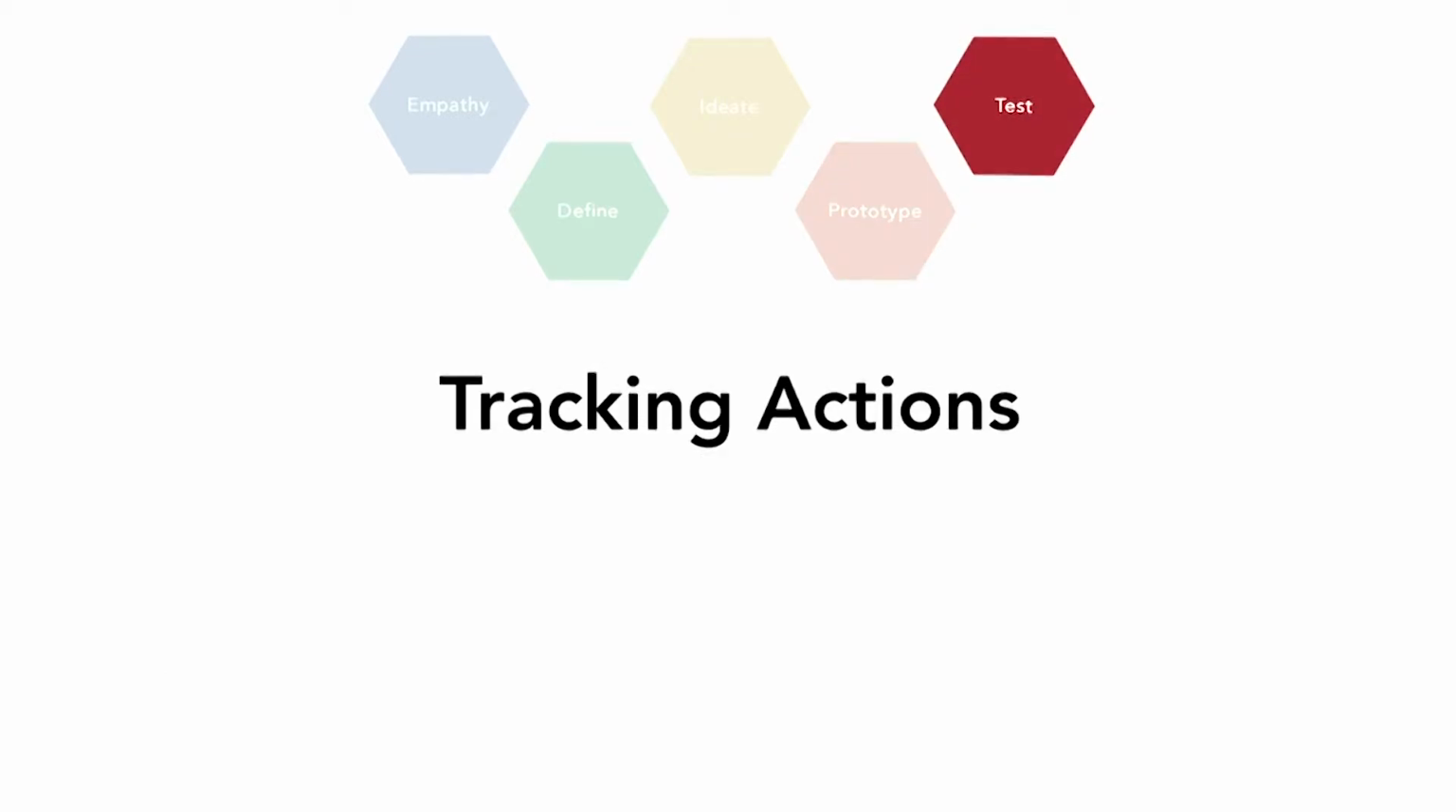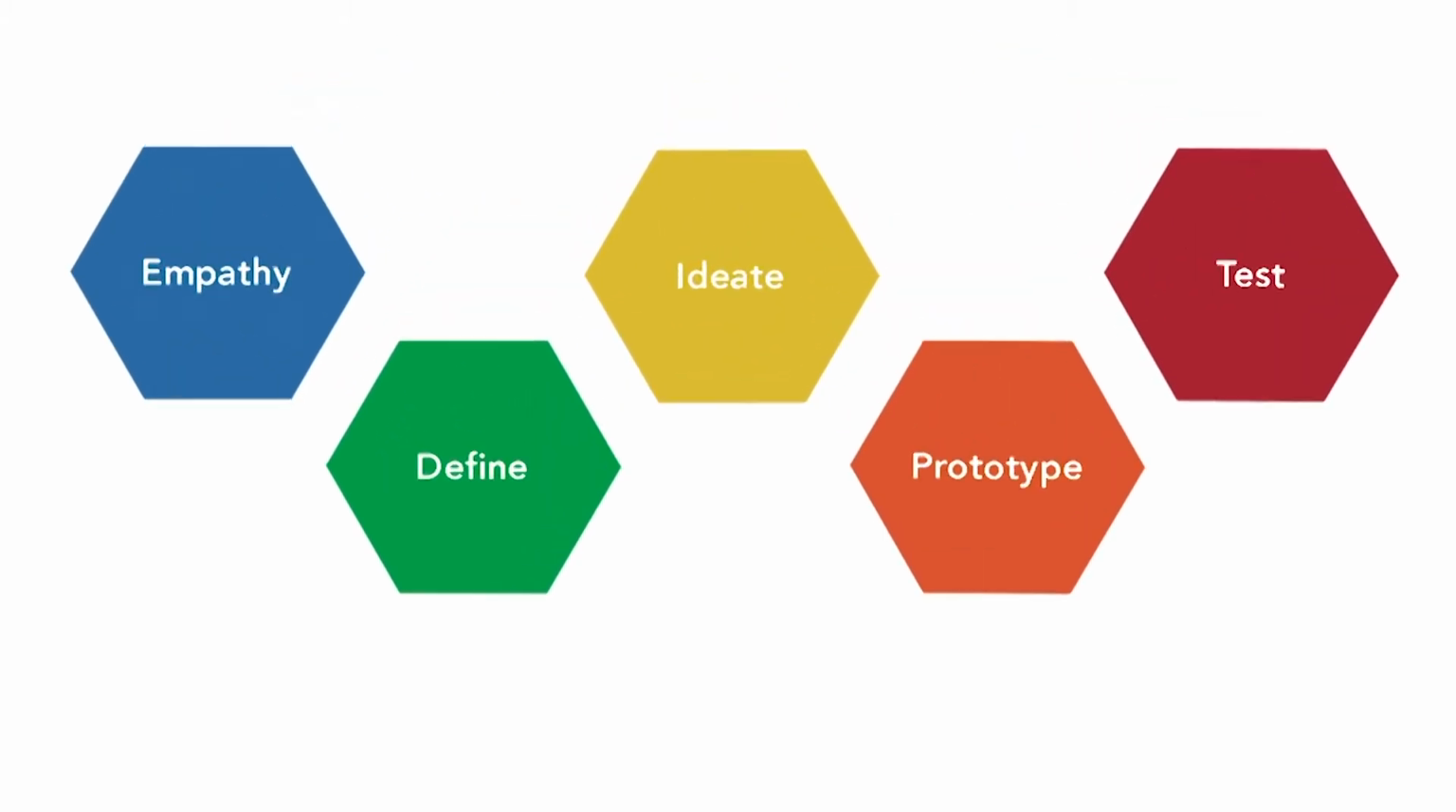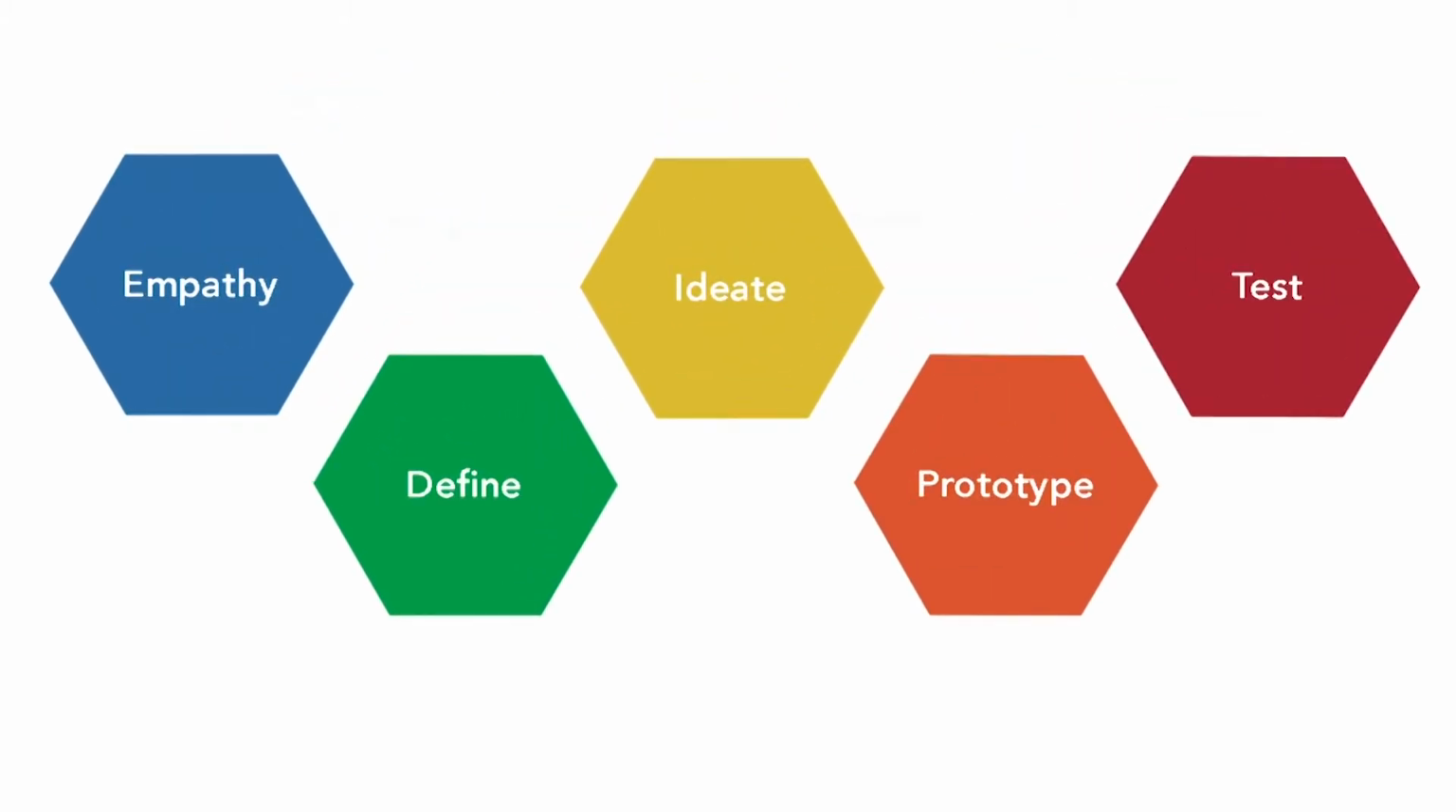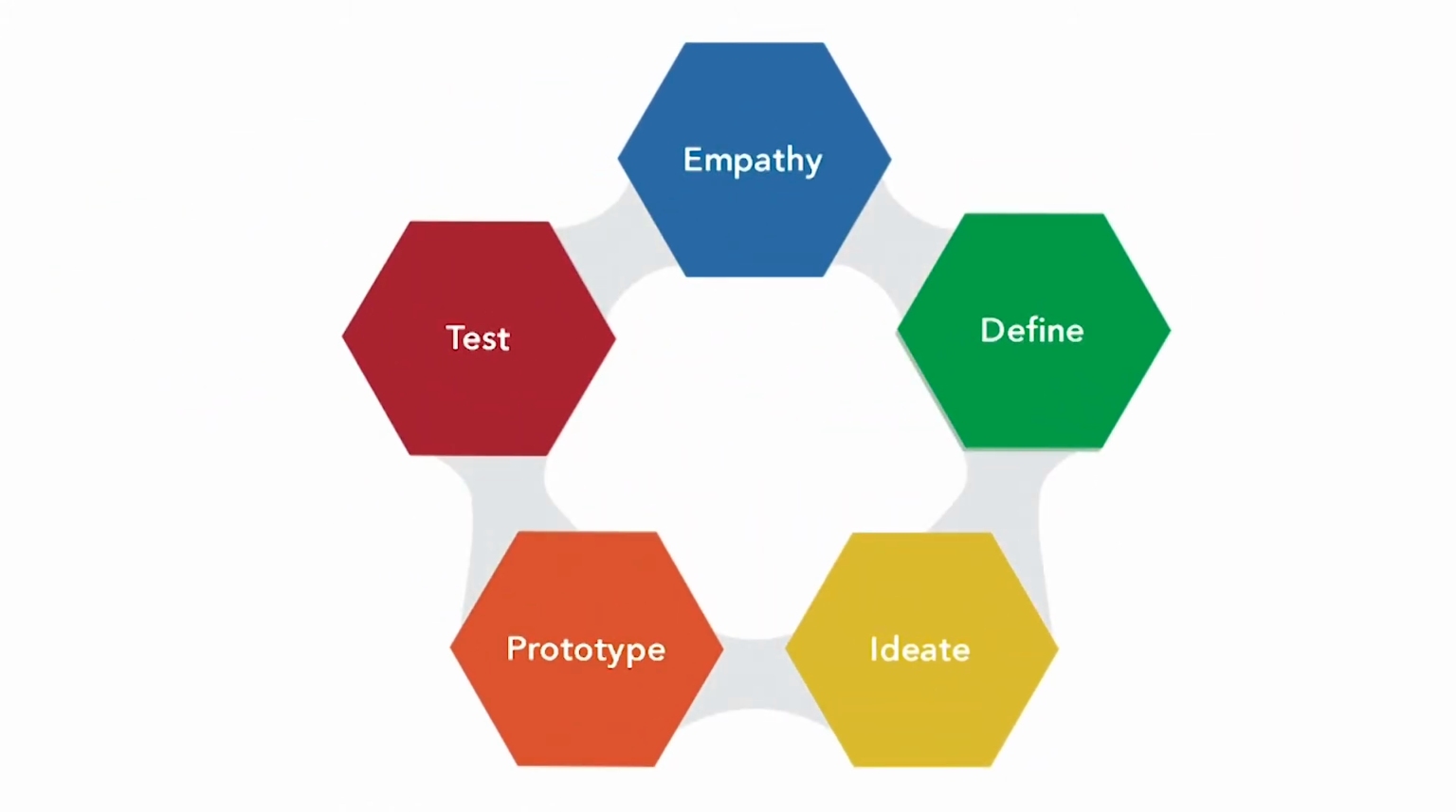And for experimentation, we use tracking actions like Google AdWords or A/B or split tests, as well as sales testing tools like pre-sales, mock sales, and pilots. Finally, note that design thinking is not a linear process, but rather an adaptive, iterative, and cyclical one.